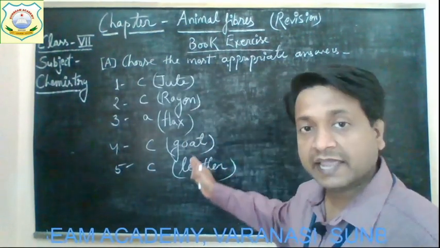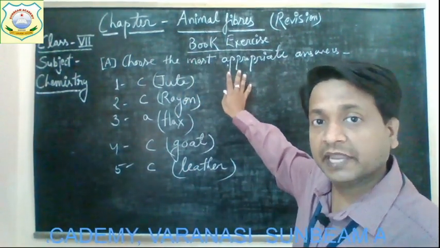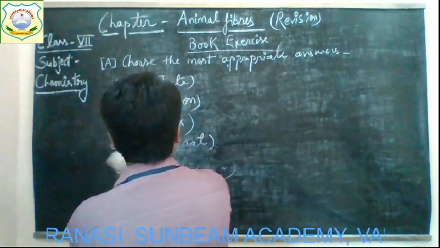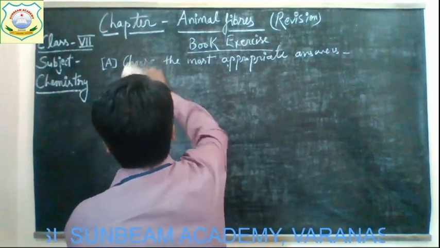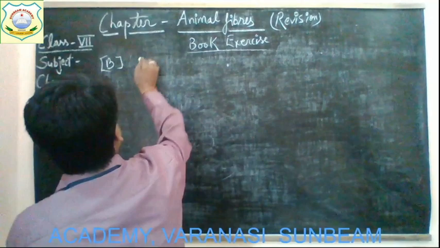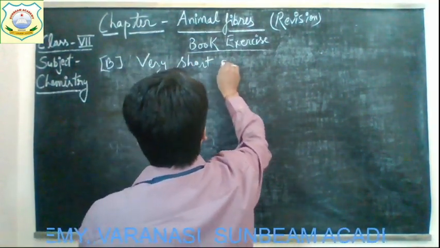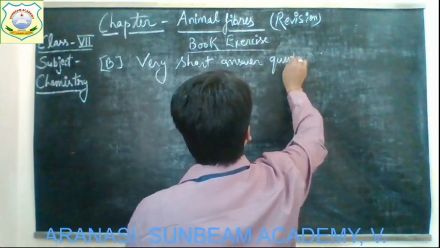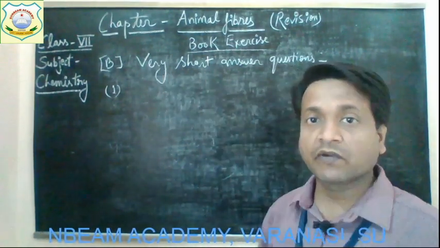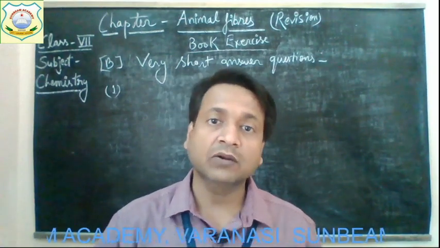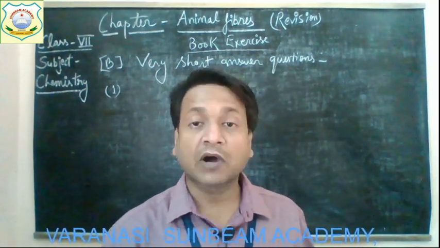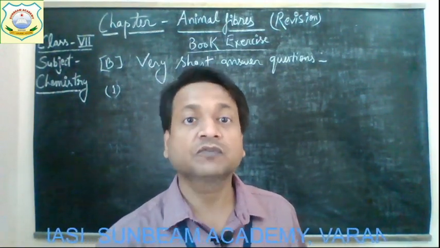Got it, children? So these are the correct answers of exercise A, choose the most appropriate answer. Alright, now come to the second exercise. The second exercise is very short answer questions. Children, the answers of such questions you have to write in only one word. Question number 1. Name the source from which the following are obtained. Understood, children?